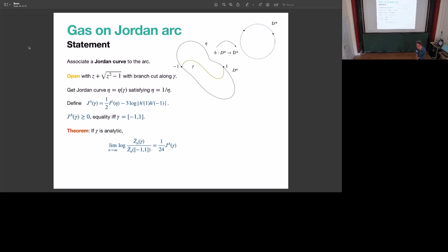Here beta is 2, but here beta is general. I will focus on this when I explain. So beta equals 2, this is 0, so you just see this term. This is kind of the analog of the result I explained before.